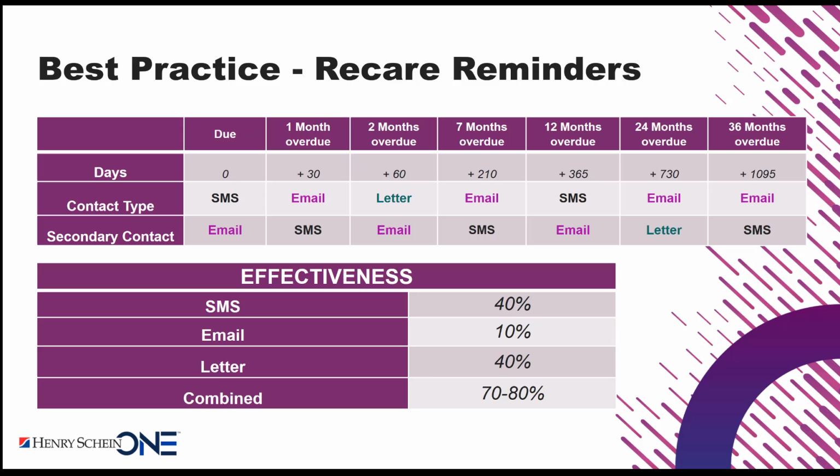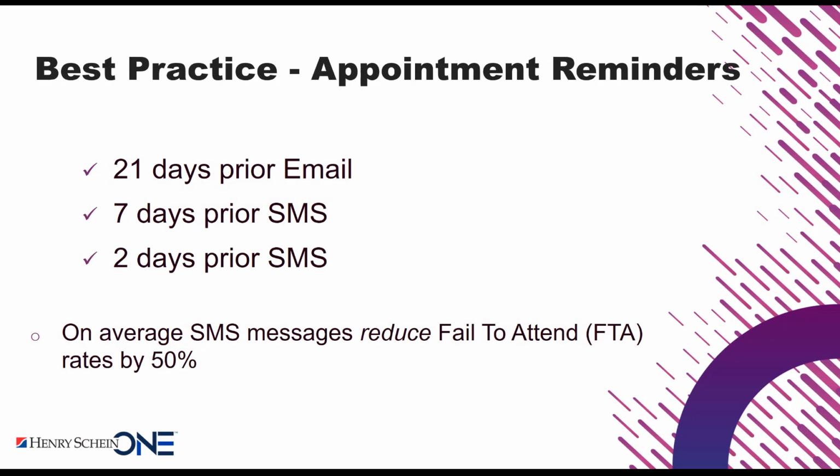Practices should also check that recall dates are accurately set within Ascend and that recalls are staggered throughout the month to facilitate an efficient system that won't overwhelm the reception team. So, sending small recall batches each day rather than a large run once a month makes the process a lot more manageable. Moving on to best practice for appointment reminders.